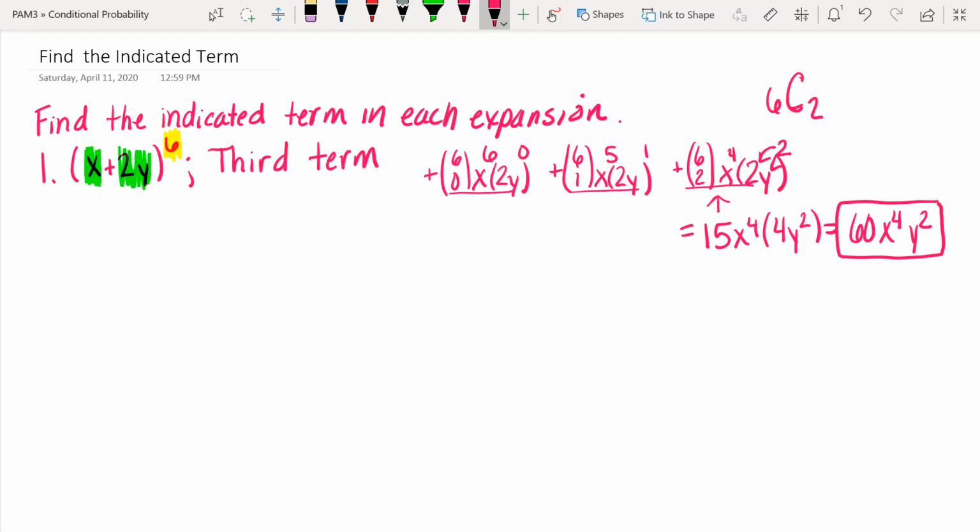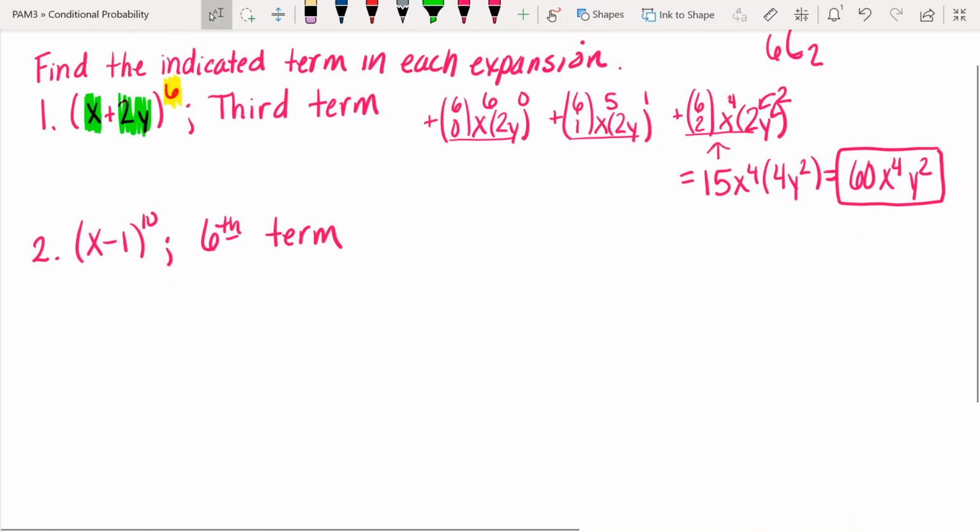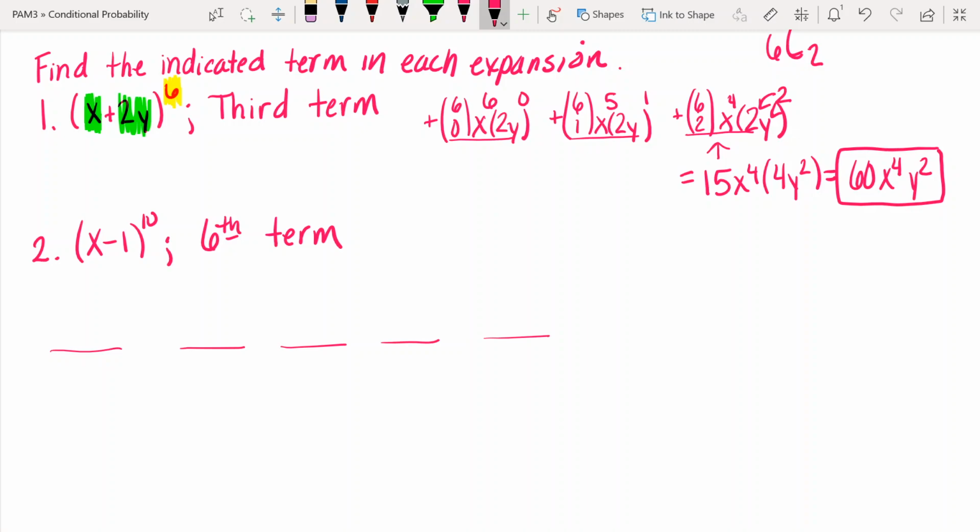All right, we're going to do one more. We're going to do x minus 1 to the 10th power, but we want to find the sixth term. I'm going to set this up. I got 1, 2, 3, 4, 5, 6. This is the guy I want.